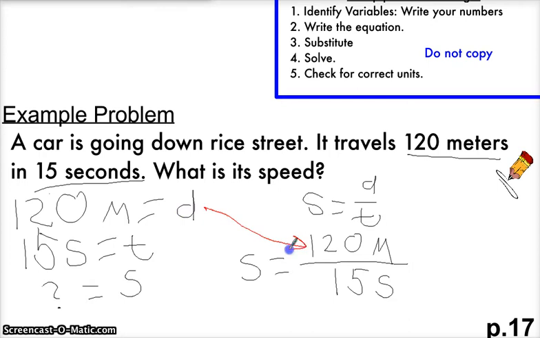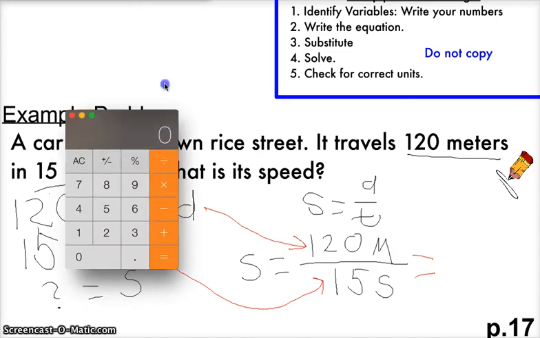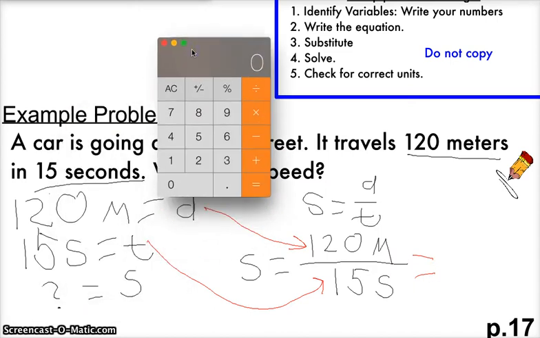Distance is getting written here, and the time is getting written here. This is my third step, substitute. All right, so now I'm going to solve it out. So I'm going to come over here and get my trusty calculator. Again, in science, we want you using the calculator.